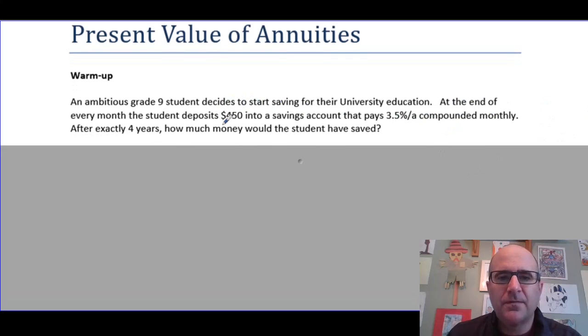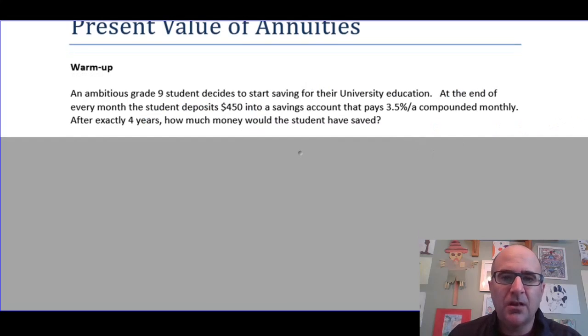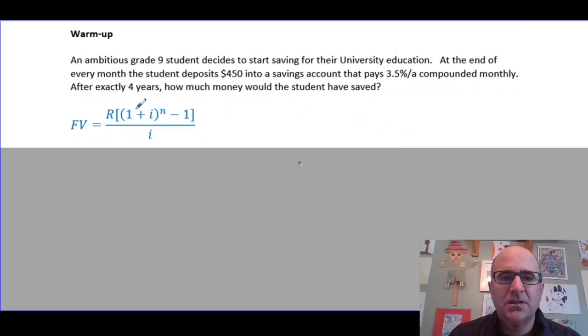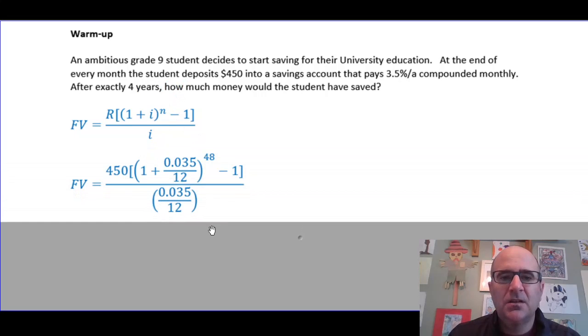So that's 450. Okay, 4 years, every month. It's 450 times 48, or 48 months in 4 years. So that's how much they would put away. And of course, it would collect interest. So we use our future value formula. Our payments are 450. Our interest rate is 3.5% divided by 12 because it's monthly, and 4 years every month is 48 months, so N would be 48.